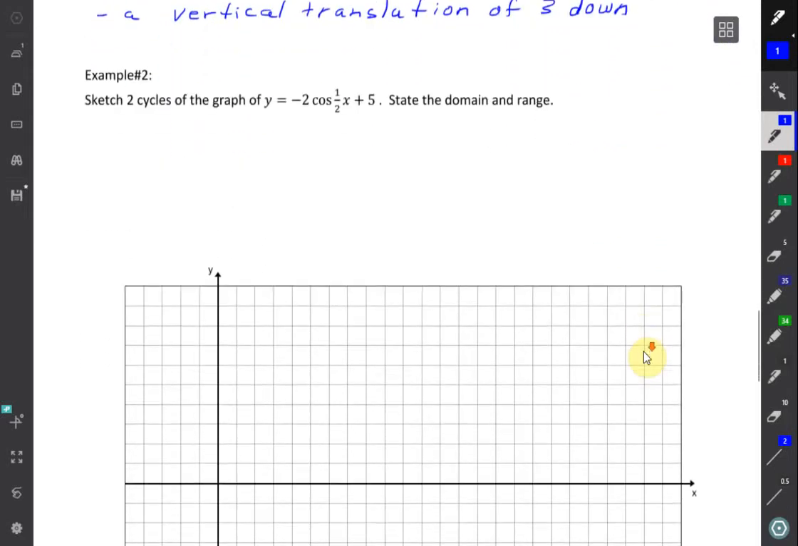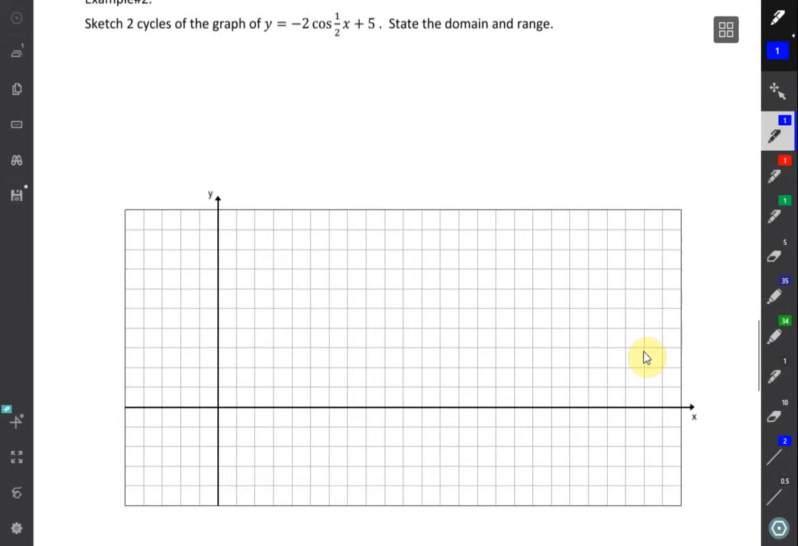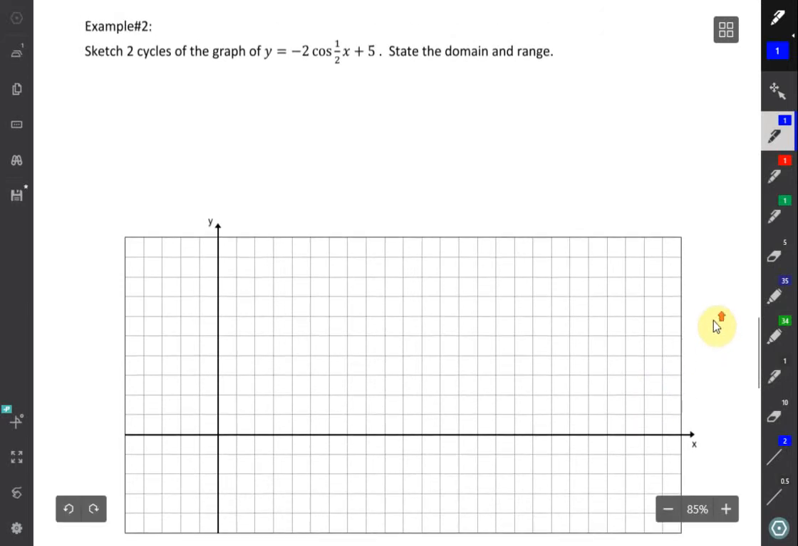In this next example, we're now going to look at sketching the graphs of sinusoidal functions. In this question, we're asked to sketch 2 cycles of the graph of y equals minus 2 cos 1/2 x plus 5. Then we're going to state the domain and range. What we need to start with is knowing the key characteristics of this function, so we're going to write down the key features of the sinusoidal function.